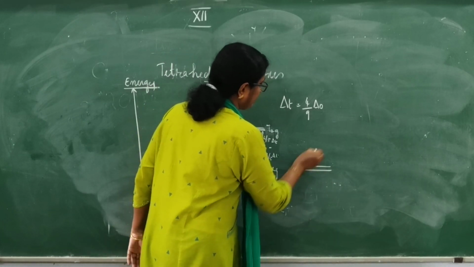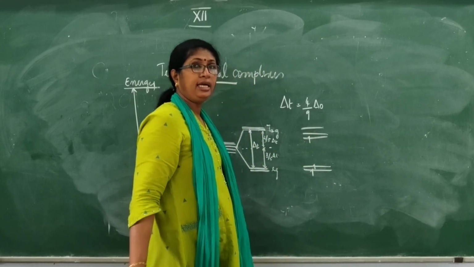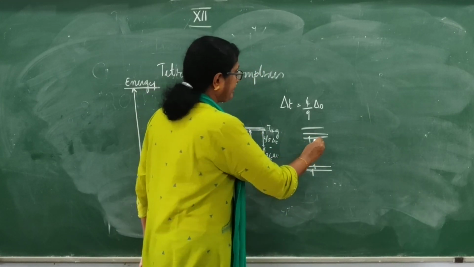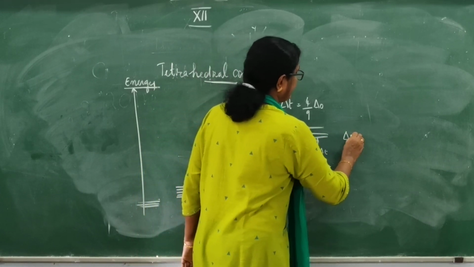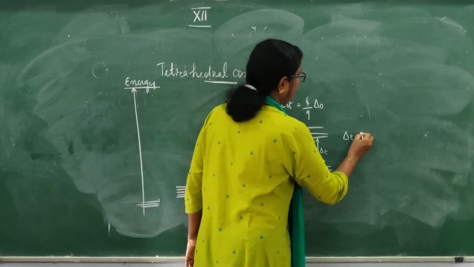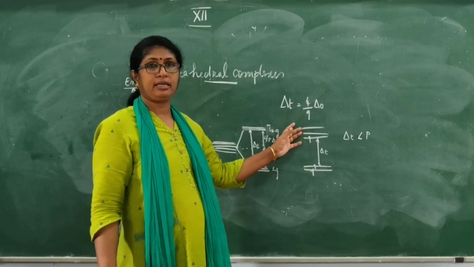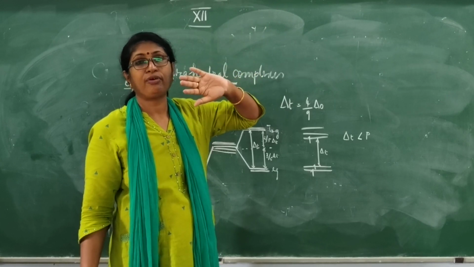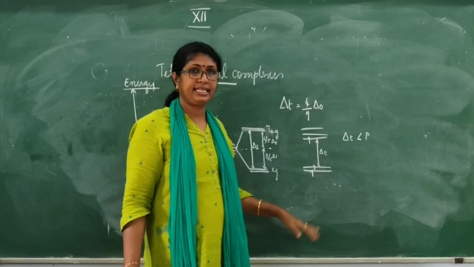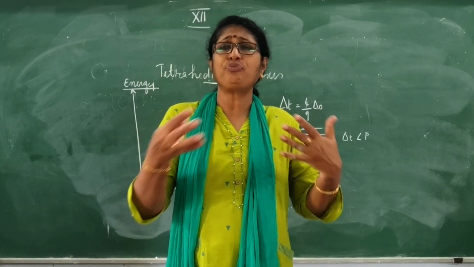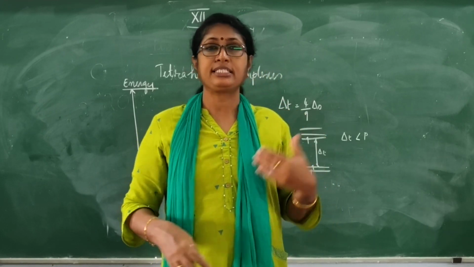So, if one electron is here, a second electron here, the third electron will go here, because the delta T value is much lower, and this tetrahedral splitting energy will be much less than the pairing energy. So therefore electrons will jump here. So the outer d electrons will be taken for hybridization, and therefore low spin complexes are very rare in tetrahedral complexes.